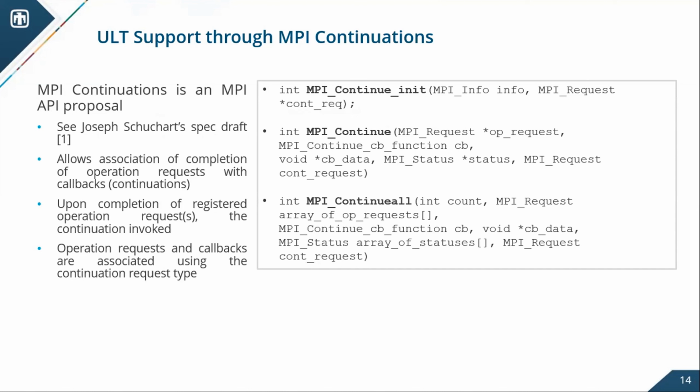And that's a cool thing, because suddenly I can support user-level threading with these features, and I show you how it works. The new API addition is MPI_Continue_init. So you initialize an MPI request object that is going to be your MPI continuation request. And then by MPI_Continue and MPI_Continue_all, you associate a callback to an operation request. Operation requests are what we call requests that come from an operation.